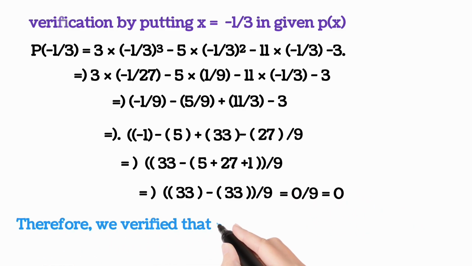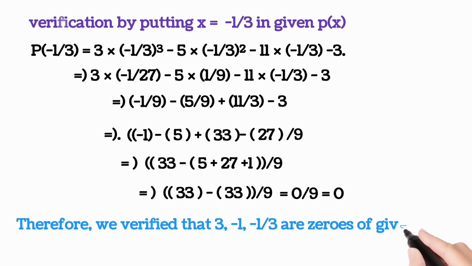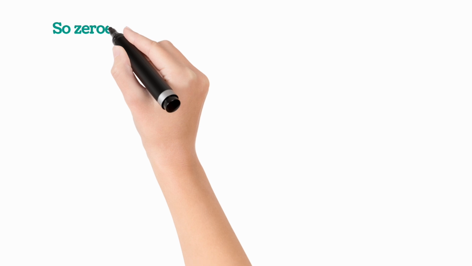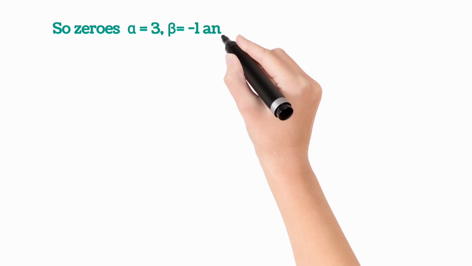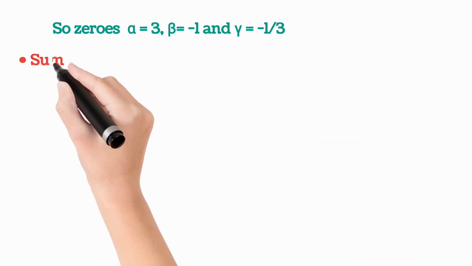Therefore we verified that 3, minus 1 and minus 1 by 3 are zeros of the given polynomial p(x). So the zeros are alpha equal to 3, beta equal to minus 1, and gamma equal to minus 1 by 3.